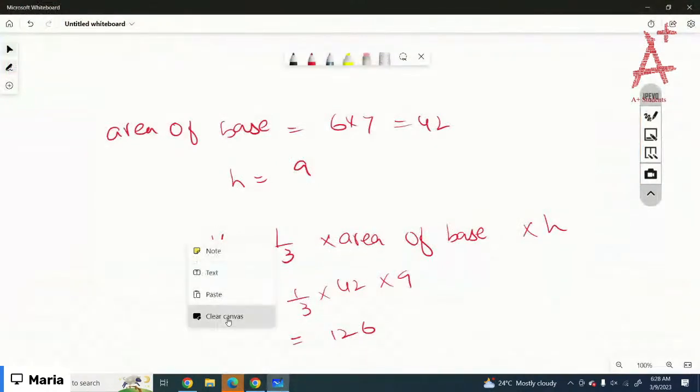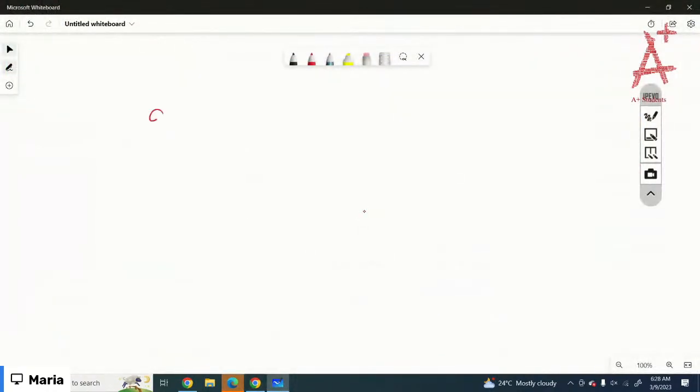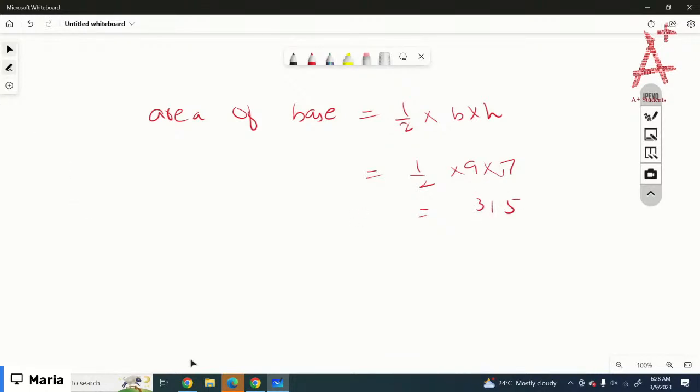Because it is a triangular pyramid, the area of base is half times base times height, that is half times 9 times 7. 9 times 7 is 63, and half of 63 is 31.5. Now the height of the triangular pyramid is 5 millimeter. Just put in all the values. The volume is 1 by 3 times area of base times height.